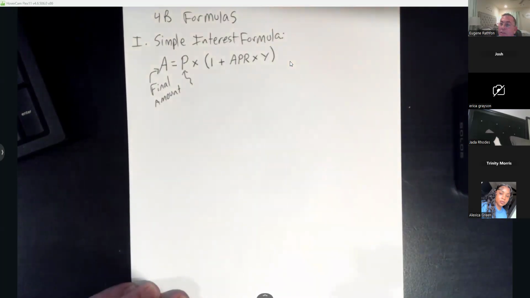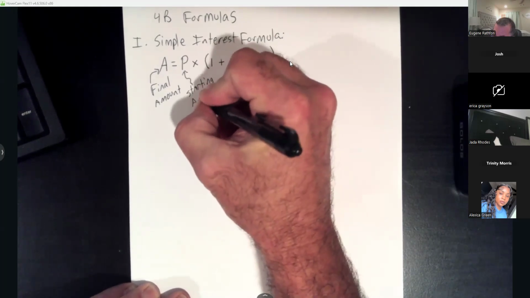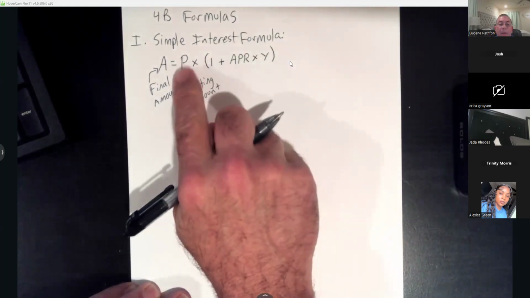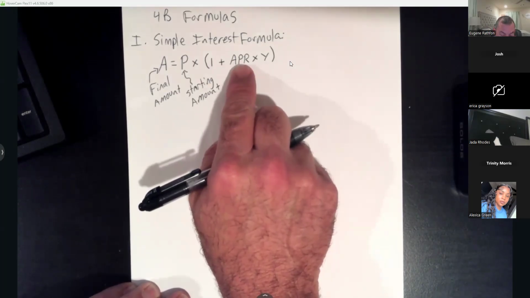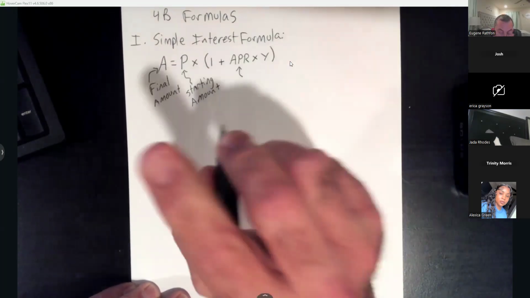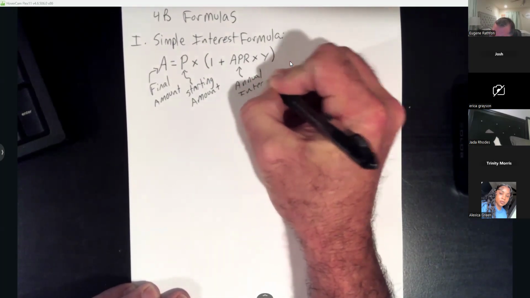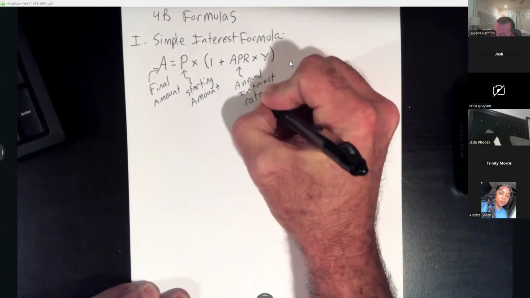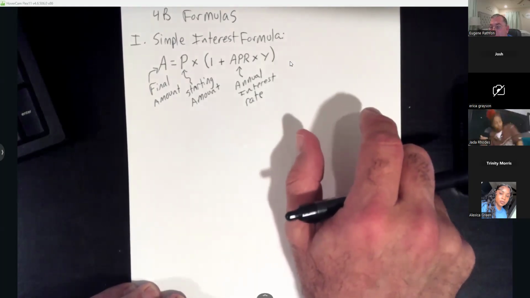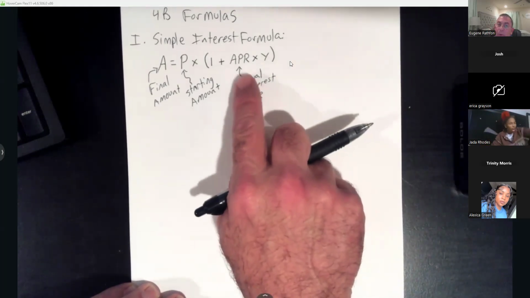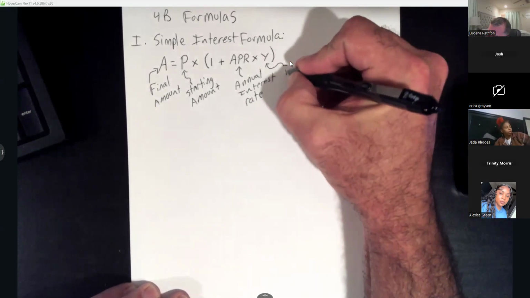P is the principal or the starting amount. So basically, P is how much you're investing in this one, okay? All right, then you have APR. APR is the annual interest rate. Here's the thing about this annual interest rate. If they give it to you in percent form, we got to change the percent into a decimal when we put it in our formula, okay? And then y'all, Y is the number of years.